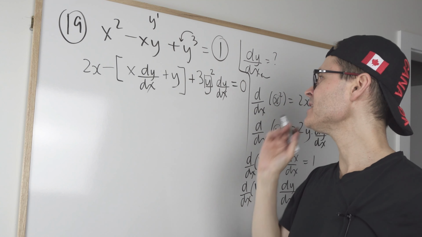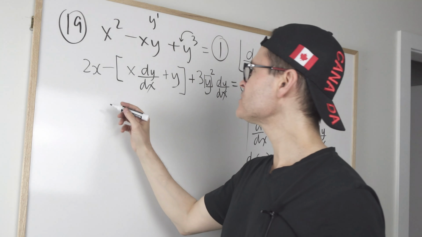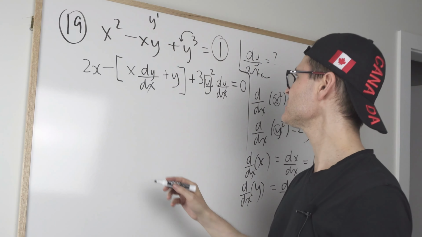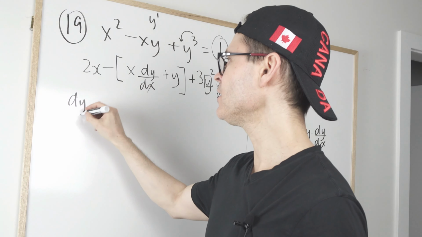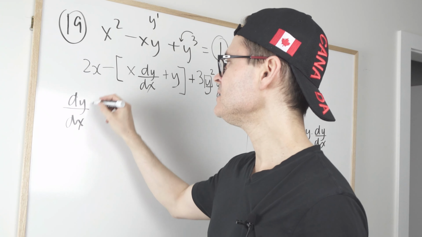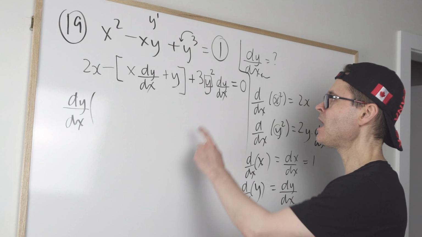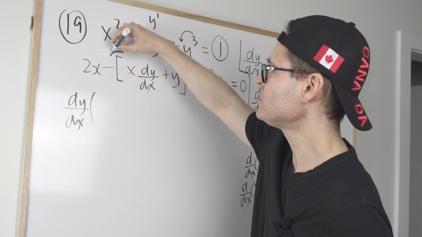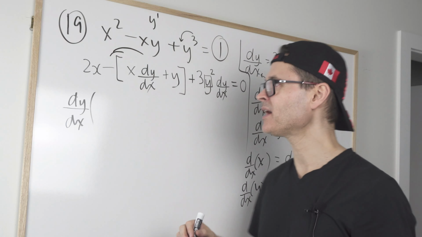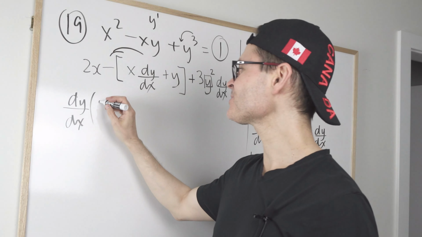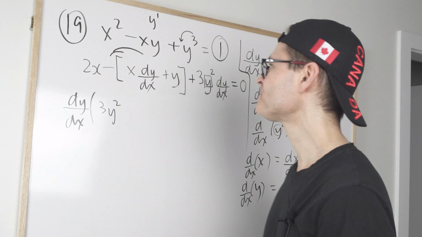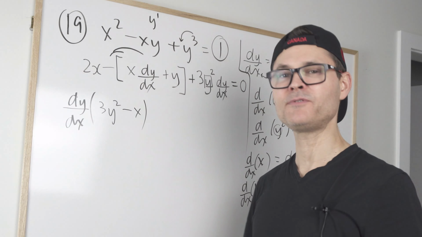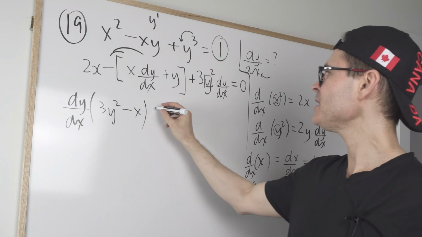And now the goal is to isolate dy dx, okay? So essentially, you see I've got a term here and a term there that have a dy dx in it. So I'm just going to take that out. So dy dx with a bracket. This is positive and this is negative. I know the negative is going to come through. We're using our imagination here, okay? So this is going to be 3y squared minus x. Minus x. Sometimes I cut a few corners. I don't know if you do.